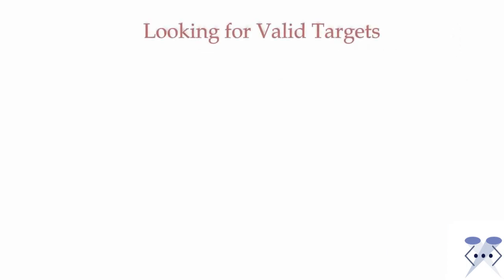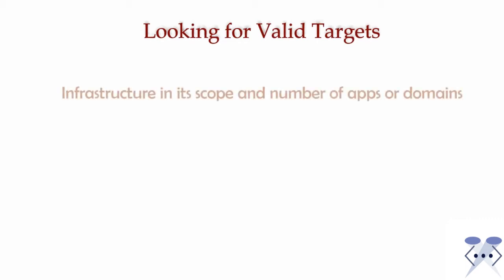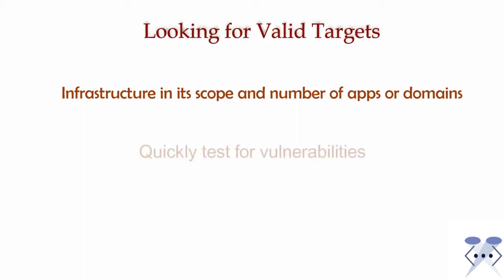Second one is looking for valid targets. Sometimes the program does not necessarily have the entire infrastructure in its scope, and there are just a number of applications and domains that are in the scope of the program. Valid targets are targets that help you quickly test for vulnerabilities in the scope and reduce time wasting.